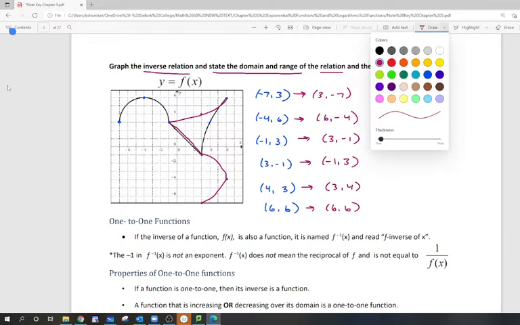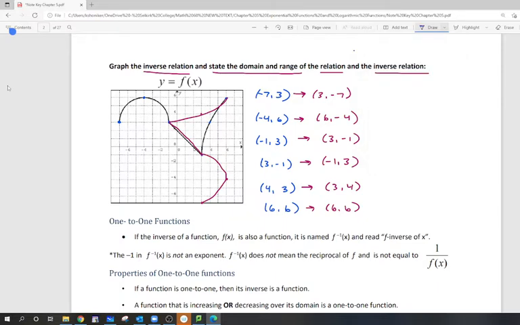So the domain and range of my original relation. The domain of the original relation starts here at -7 and ends here at 6, so it's going to be -7 to 6. The range is starting down here at -1 and ending up here at 6, so it'll be -1 to 6.